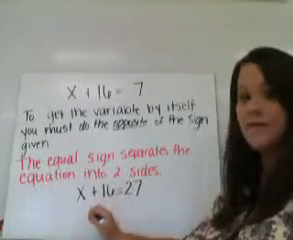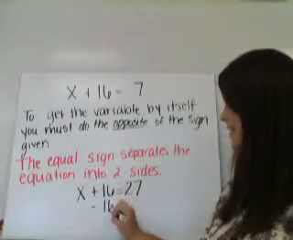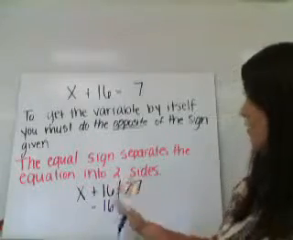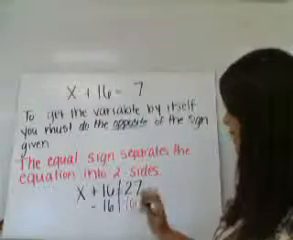We must do the opposite of the sign, so we have an addition sign, so we're going to subtract, and then we're going to subtract 16. But then we have to do the same thing on the other side of the scale, on the other side of our equal sign. So we're going to subtract 16 over here.